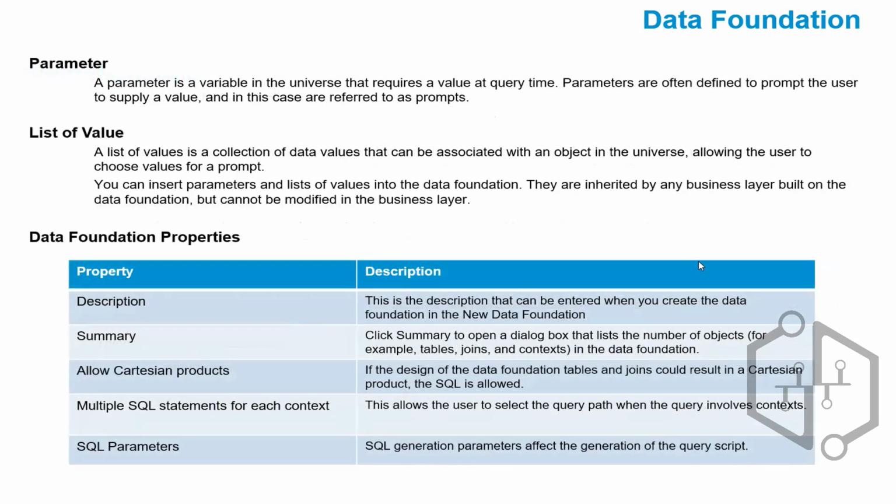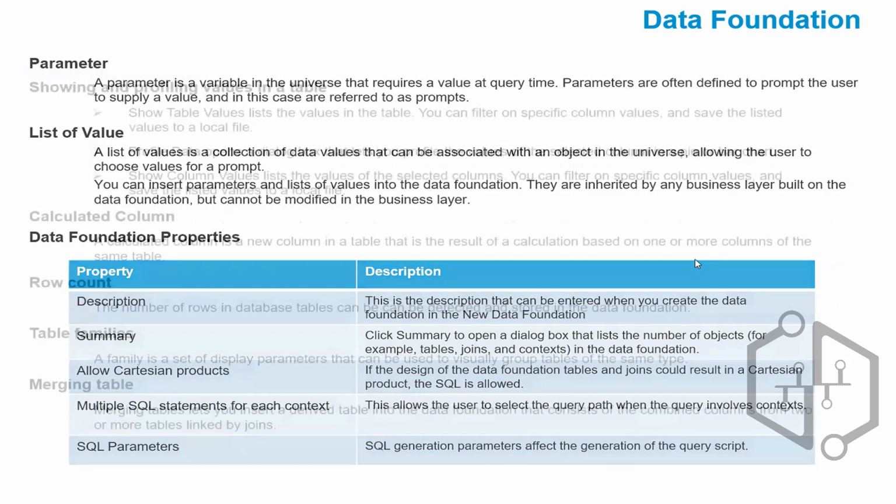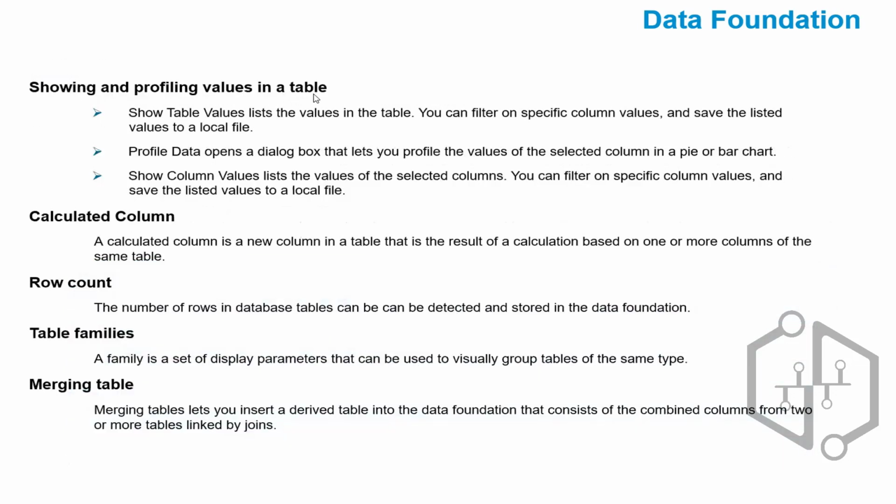Parameters and list of values, we have already discussed. Showing and profiling values in a table. This is show table values. We also have the option to show table values just to see what kind of data is stored in that. Calculated column is a new column in a table that is the result of a calculation based on one or more columns of the same table. It is like a formula we will create. Row count gives the number of rows in a database table and can be detected and stored in the data foundation.